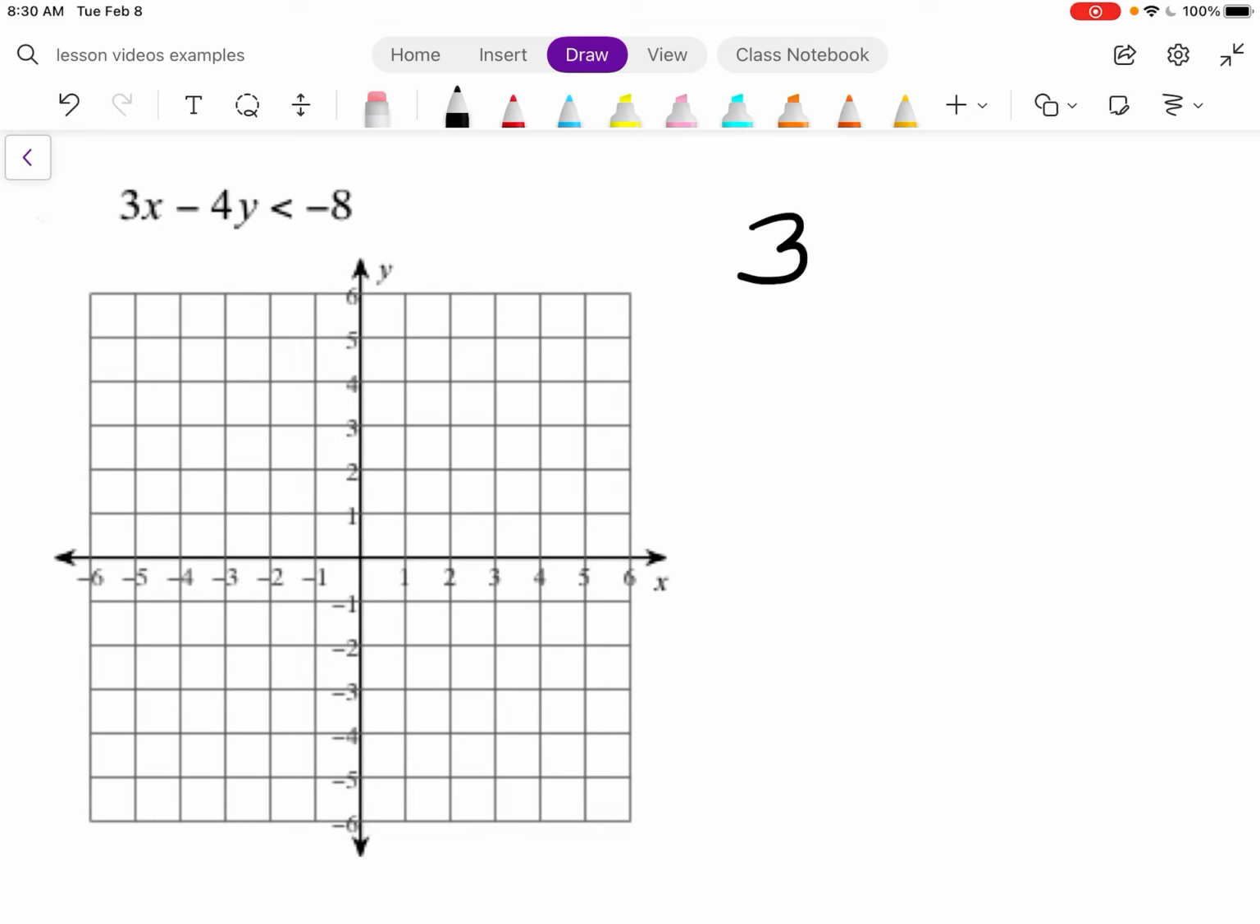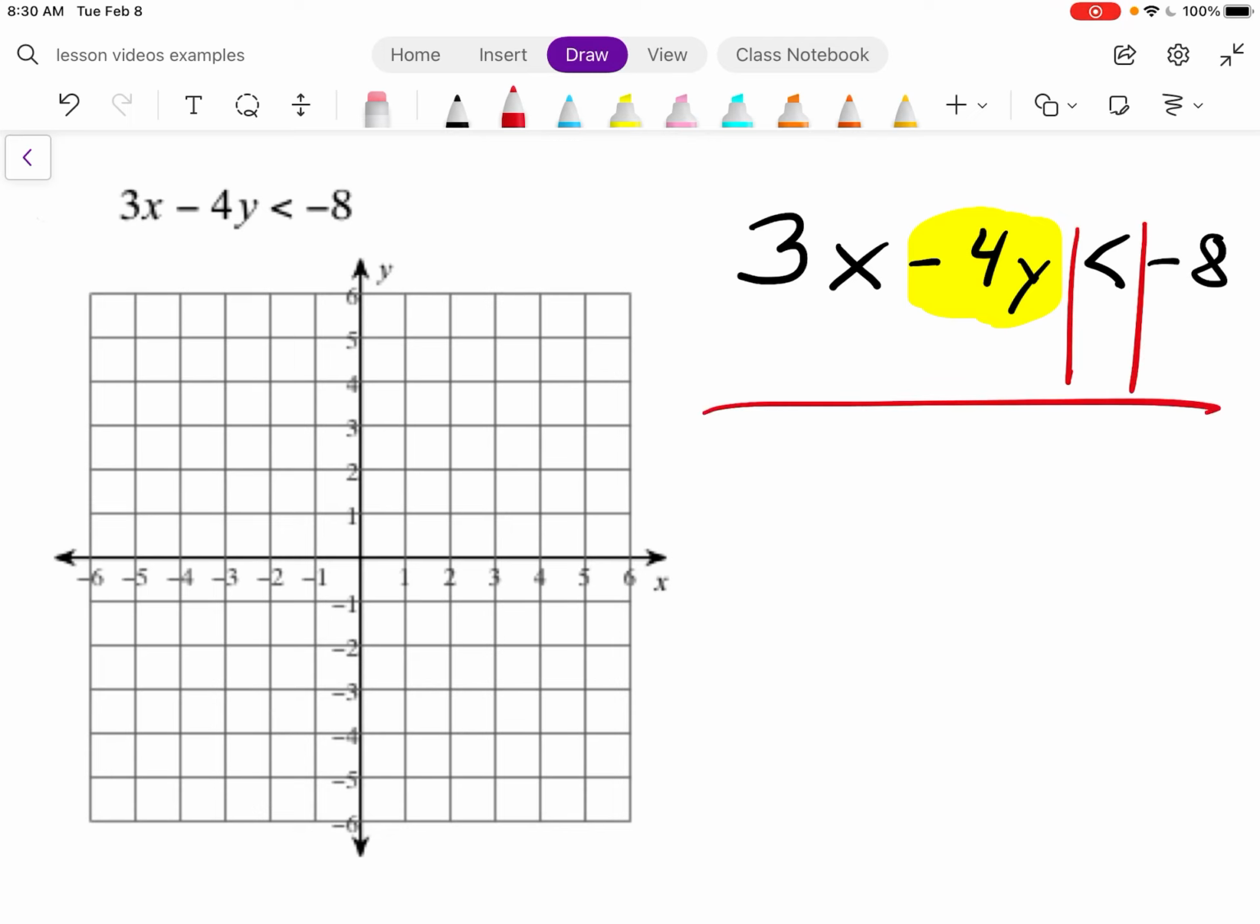The final example we have is 3x minus 4y is less than negative 8. So I'm going to rewrite my problem: 3x minus 4y is less than negative 8. I know that I'm solving for my variable y again, so I'm going to separate my sides, and I'm going to get rid of the positive 3x by subtracting 3x from both sides.